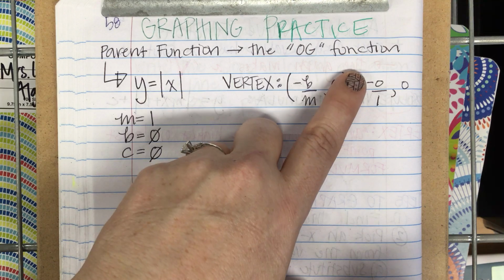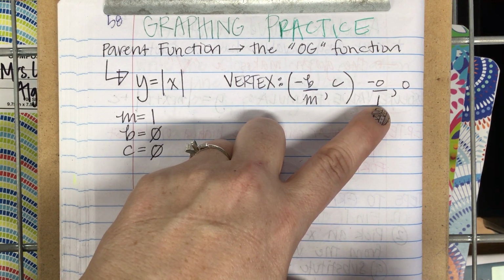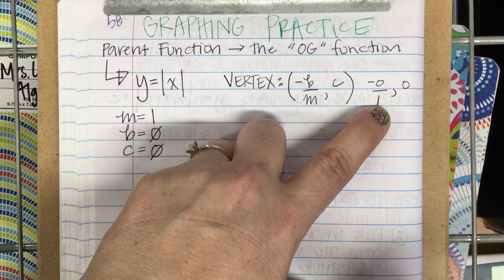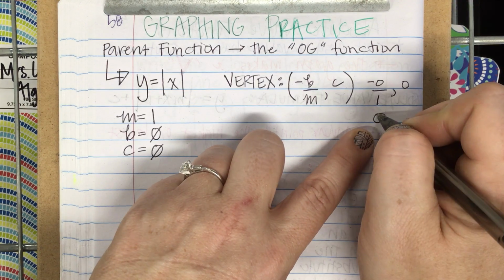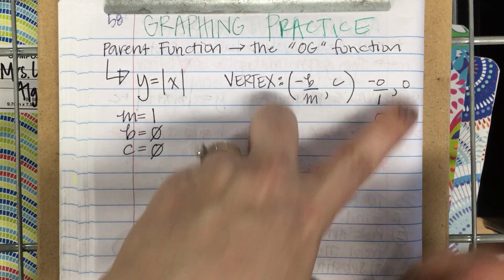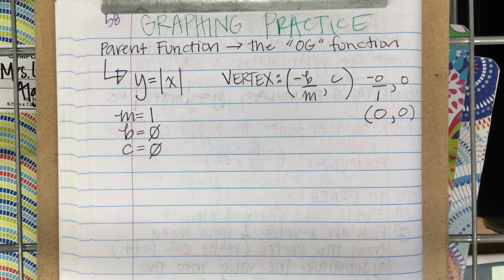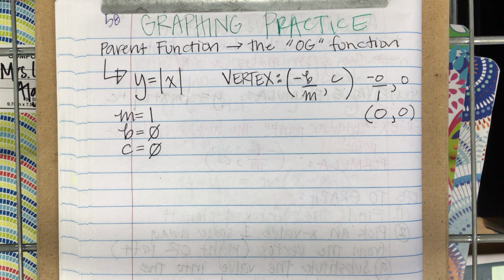Can you simplify? What's negative 0 divided by 1? 0. Comma. 0. My vertex is 0, 0. What's that called? The origin. Good.